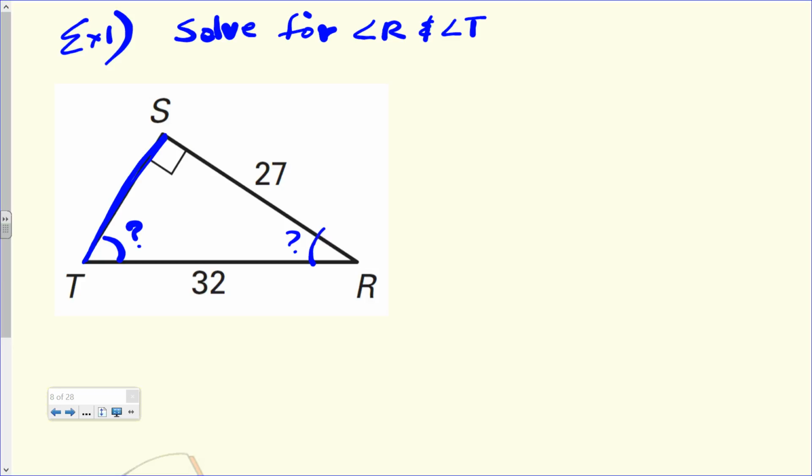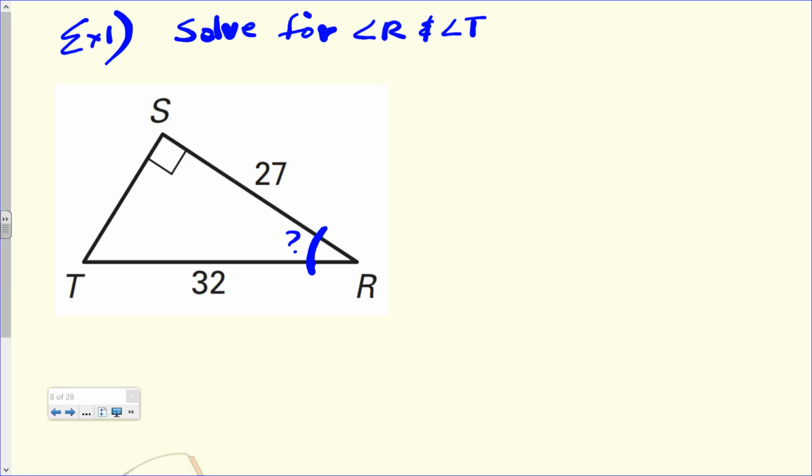So let's find angle R first. Okay? Let's find angle R. The first thing we want to do is find the ratio. What sides are given in relation to angle R? Tangent, adjacent, and hypotenuse.